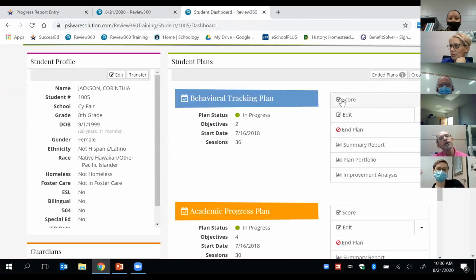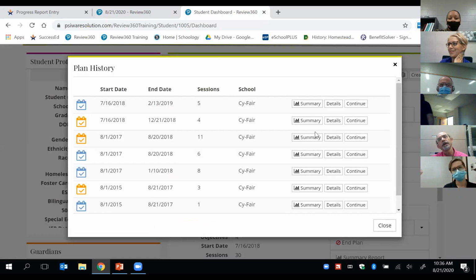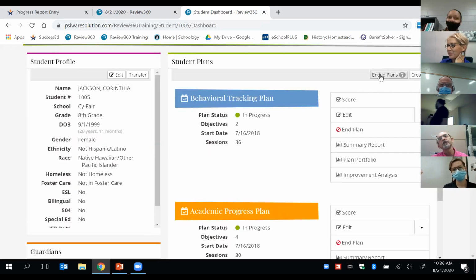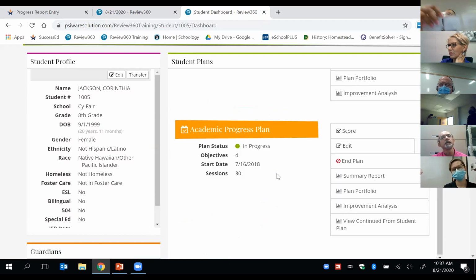While you don't want to go in and start creating and ending a bunch of plans, it's okay to end a plan when you're playing around with it if you mess up. Again, don't create like 25 plans and end them. If you do, it's okay, but try to avoid that if you can, so you don't have a huge cluttered ended plans list. But please get in there and play, find your students, start clicking around so you can see what the features are and some of the things that you can do with Review 360.